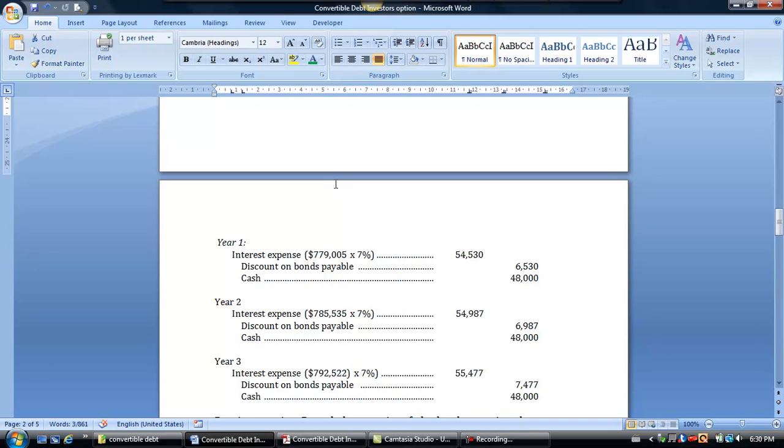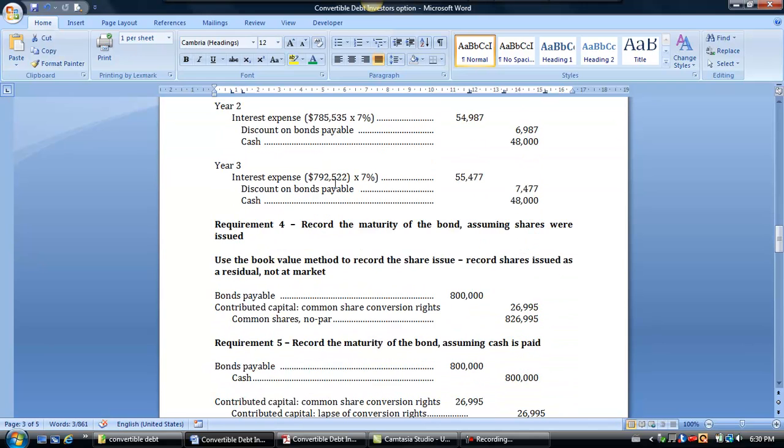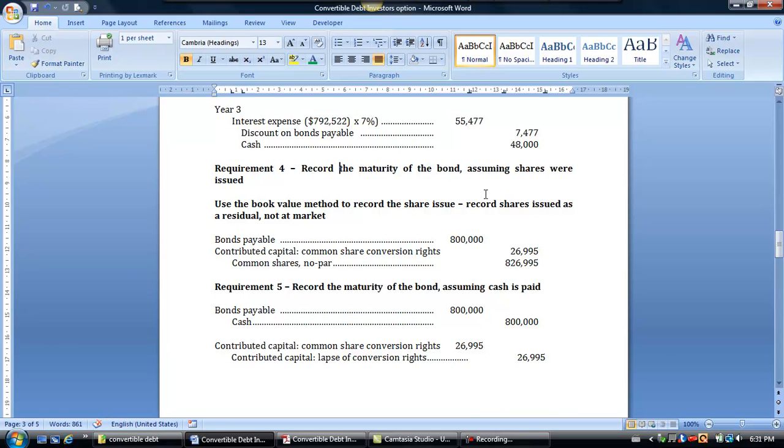in order to make our journal entries for interest expense. Now, moving on to the next requirement, let's record the maturity of the bond, assuming that the shares were issued. So let's assume that at the end of the period, instead of taking the cash payment, the investors decided they've scooped up their interest payments. Now they've decided that at the end they would convert to common shares. So now what would happen?